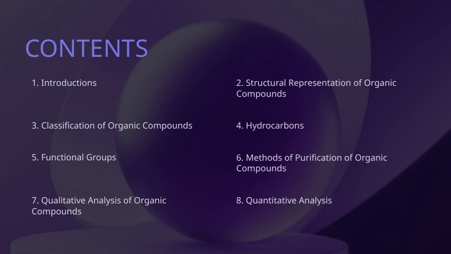Structural representation is another key point. Being able to visualize and depict the structure of organic compounds is vital for understanding their properties and reactions. Next, qualitative analysis helps us identify what compounds are present in a sample, while functional groups are specific groups of atoms that determine how a compound behaves chemically. Classification of organic compounds ties everything together by organizing these compounds based on their structures and functional groups.